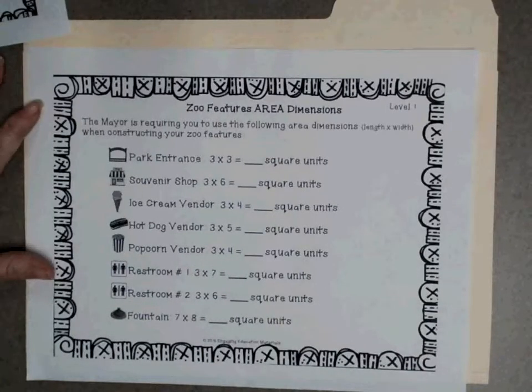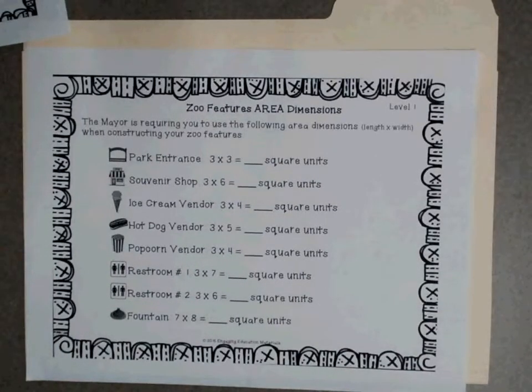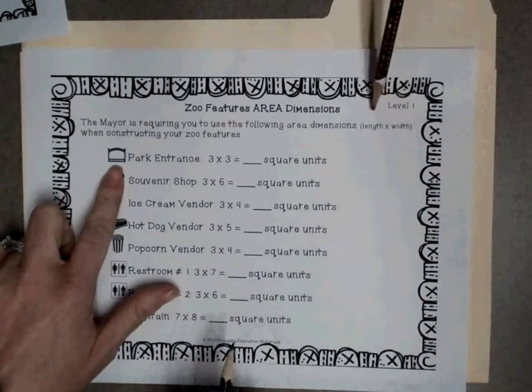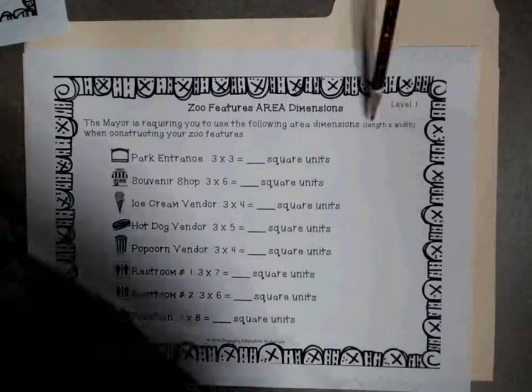The mayor is requiring you to use the following area dimensions, length times width, when constructing your zoo features. So, we're going to look at this park entrance. Let's highlight length times width too. Let's highlight that, Ms. Kinnear. There it is.